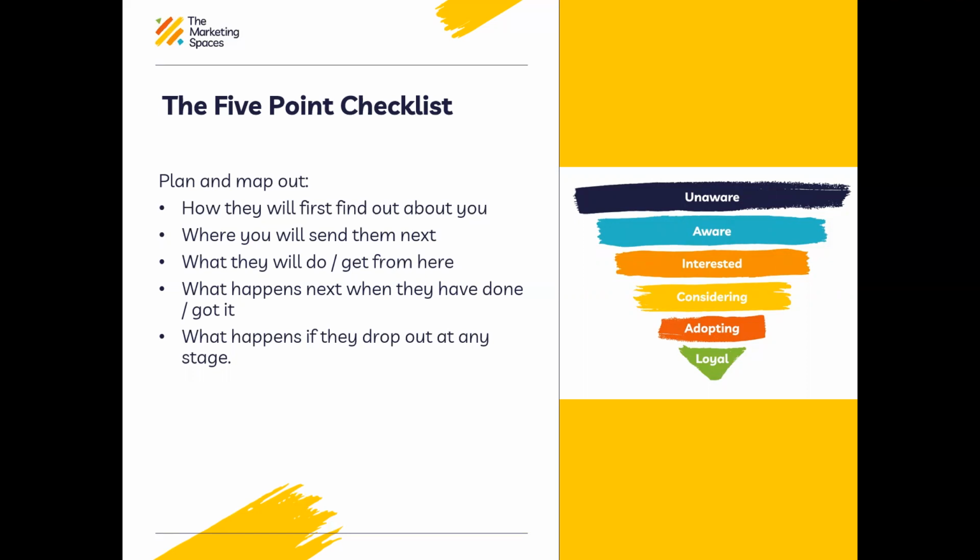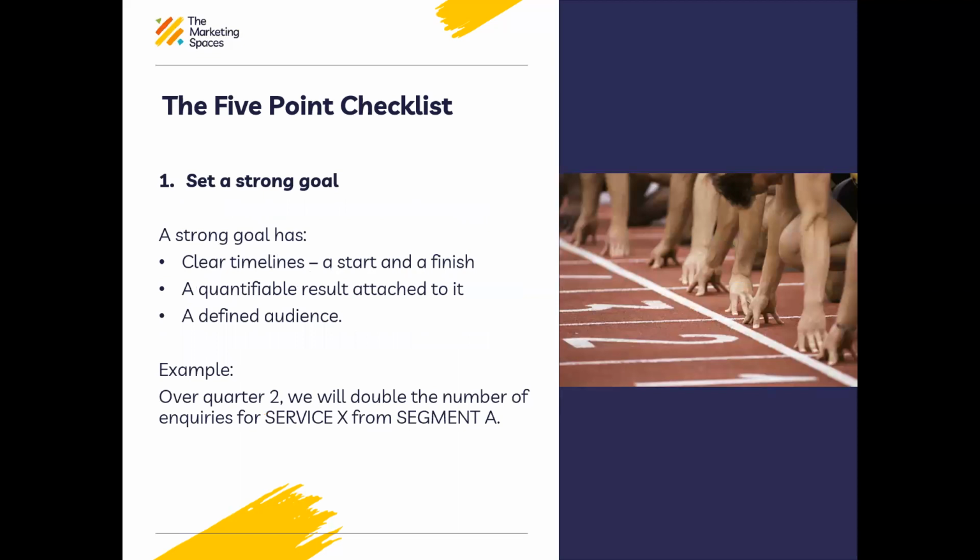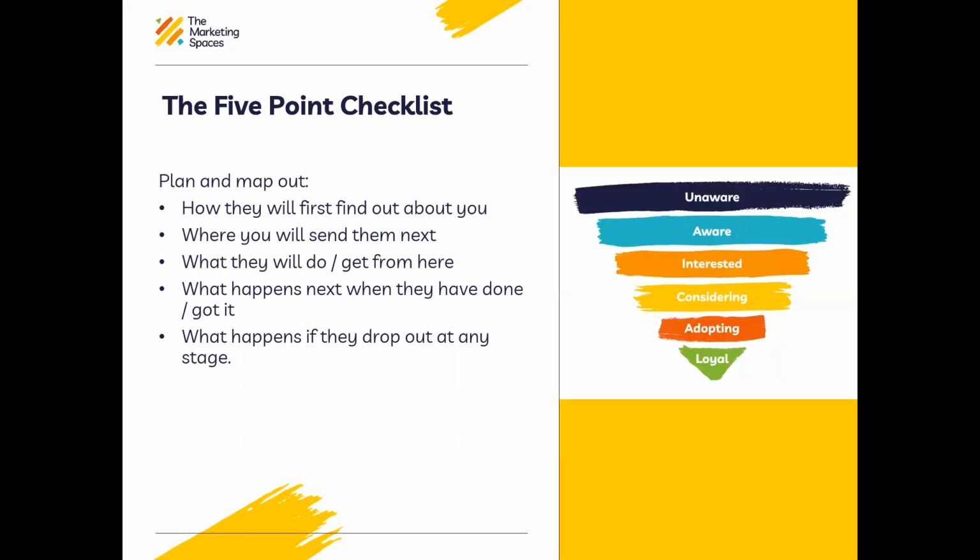Are you clearly signposting them to where you want them to go next? Not just for the first part of your campaign, but all the way through your campaign. So if we take our previous example, it was to increase the number of inquiries for service X. So at the awareness point, they become aware that you offer this service. Where do you send them to next? You send them somewhere for information. Is that obvious? Is that clear? They go there for information.